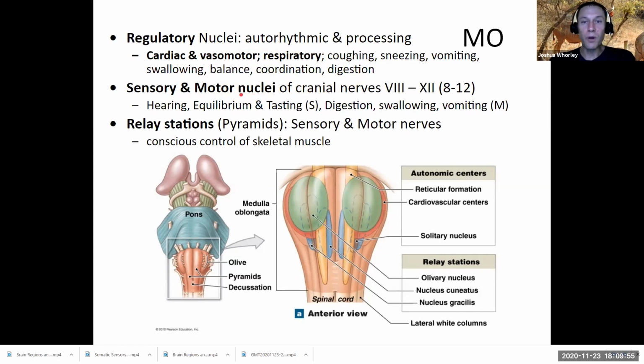We do have sensory and motor nuclei here. So actually cranial nerves 8 through 12 are in this region of the brain. So our perception of hearing, our perception of equilibrium, perception of taste, but then all the motor activity associated with digestion, right? Swallowing, vomiting, that's all here in these regulatory nuclei. And then of course, relaying information to and from the conscious parts of our brain.